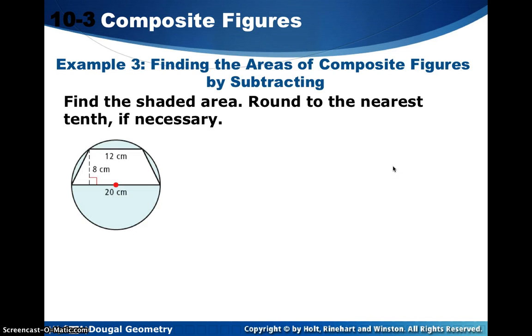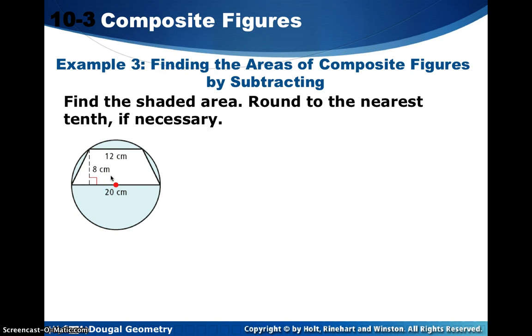Okay. Now, we can also find the area of composites by subtracting. In this picture, I don't know if you can tell, but the light blue has been shaded inside here. So it looks like we have a circle, but this trapezoid here has been subtracted out from the area of the circle. So we're going to have to find the area of a circle and then subtract out the area of a trapezoid.